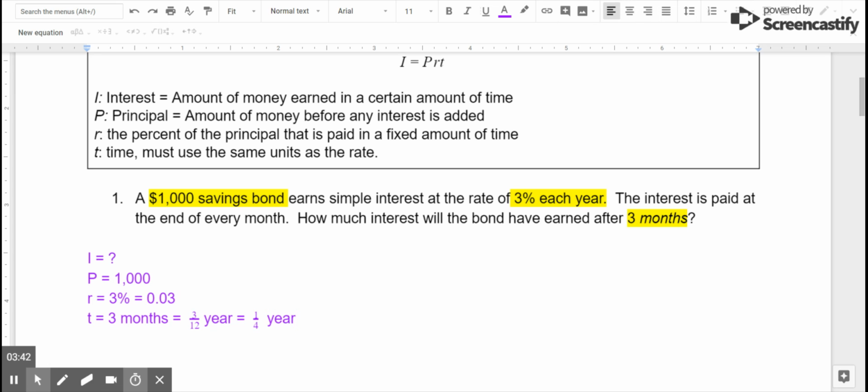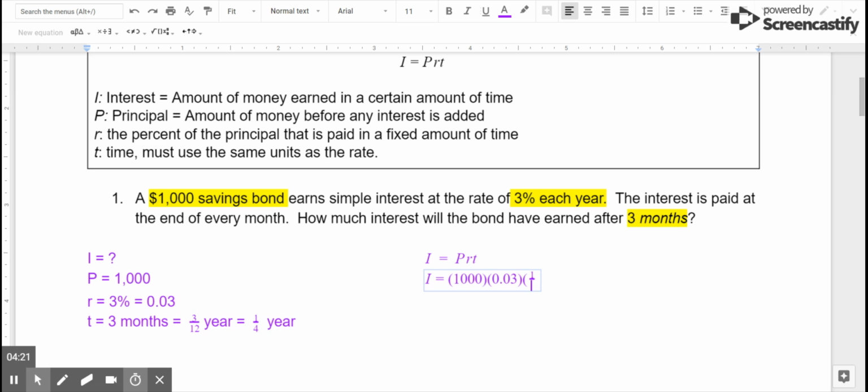All right, so now my interest rate is given annually. My time is given annually, so I've got the same units. And I'm ready to plug in these values to solve for I. So I'm going to use the formula I equals P times R times T. And at this point, it's just a matter of plugging in my values. Since I don't know what I is, that's what I'm solving for, I can leave it as the variable I, but the other values I'll plug in. So it's going to be 1,000 times 0.03 times 1/4, because I'm talking about 1/4 of a year.